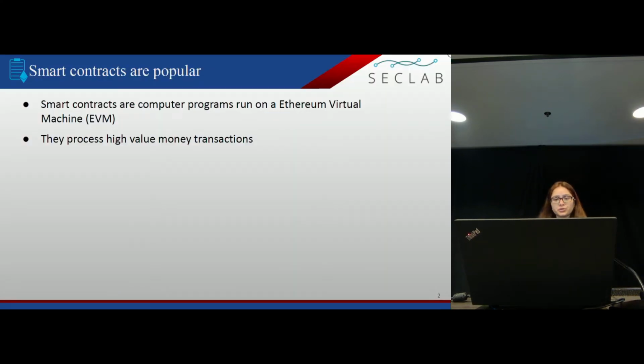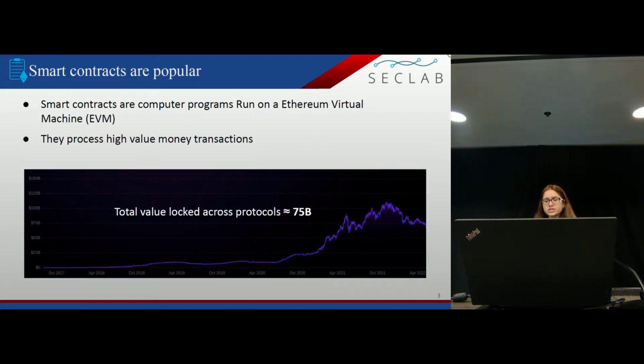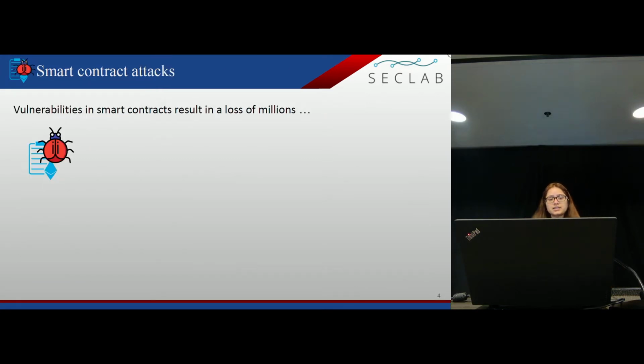Smart contracts are computer programs that run on top of an Ethereum virtual machine. Many decentralized protocols use smart contracts to process high-value money transactions. As of April 2022, the total value locked across decentralized protocols is around 75 billion, which is huge. As they have gained so much popularity, smart contracts have also become the target of attackers. A vulnerability in a smart contract can result in a loss of millions of dollars.